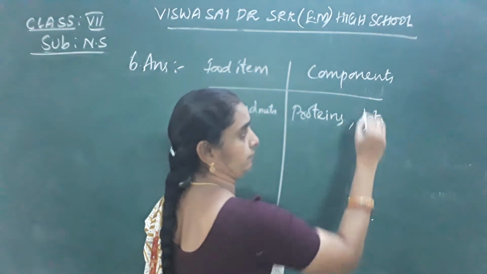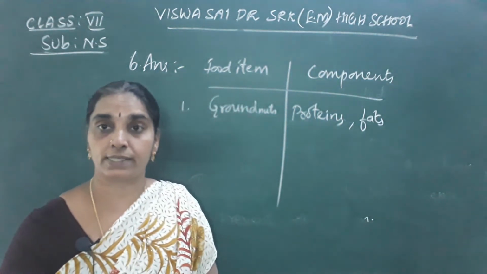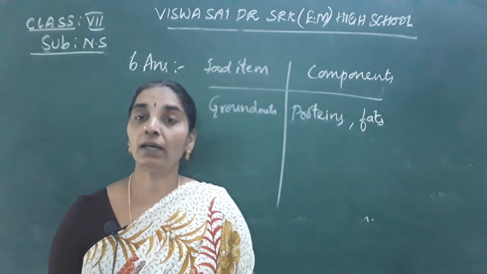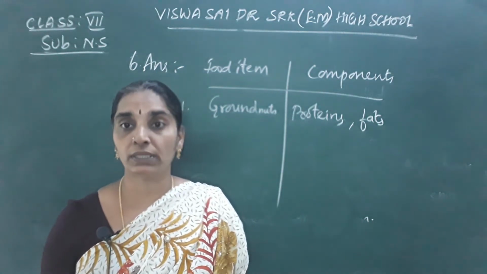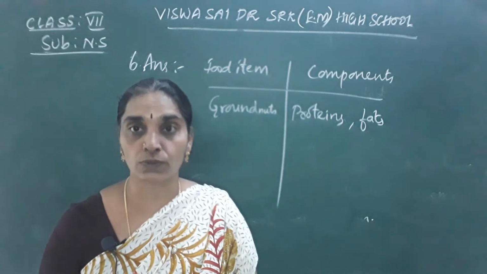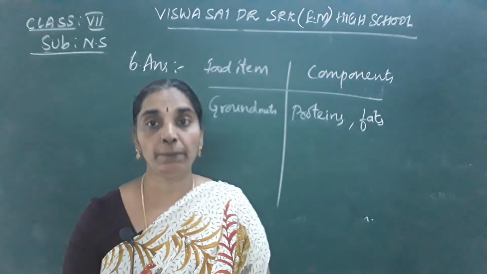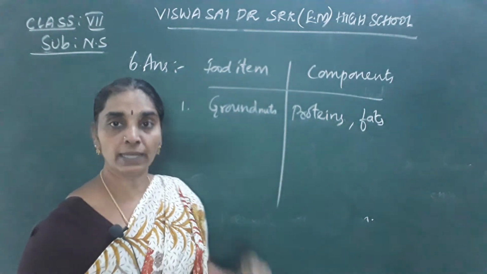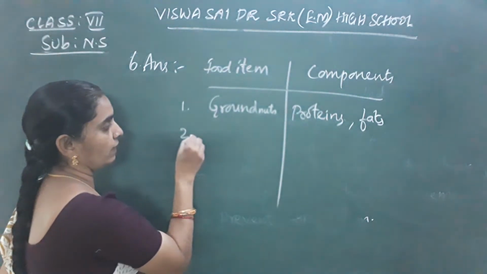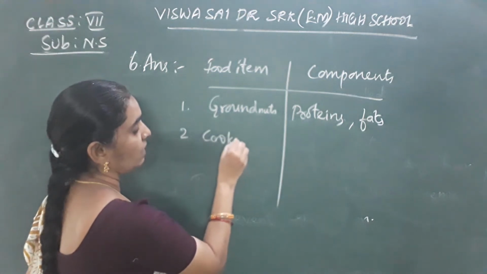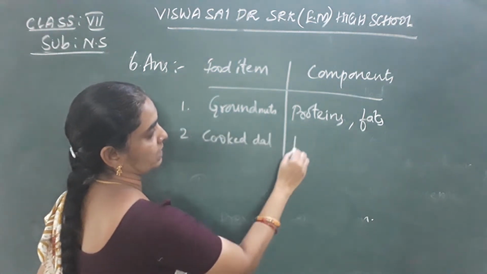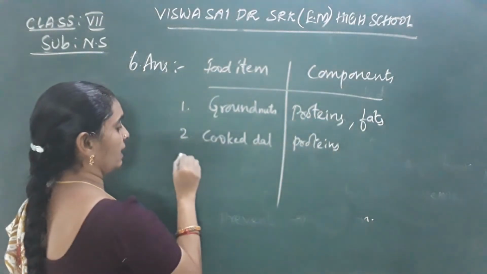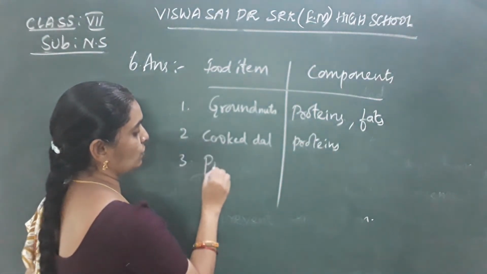If you rub the groundnuts over the paper, crush it and remove the groundnuts from it, and see it against a source of light, you can see that the paper turned translucent, which confirms the presence of fats in the groundnuts. Next, second one, cooked dal. Cooked dal also contains proteins. Clear, children?